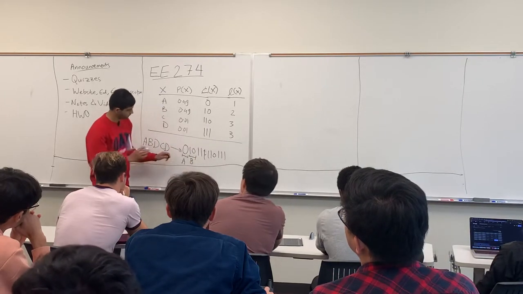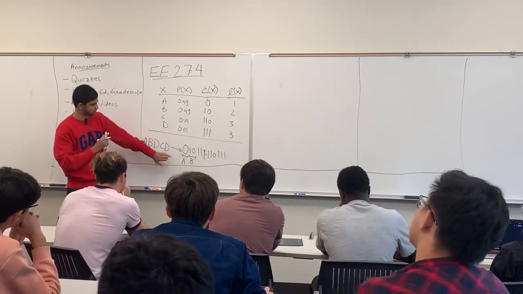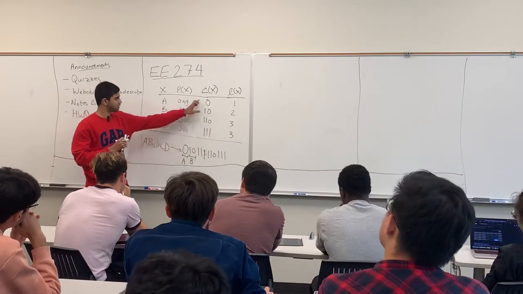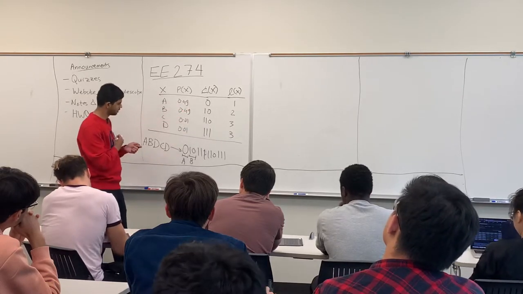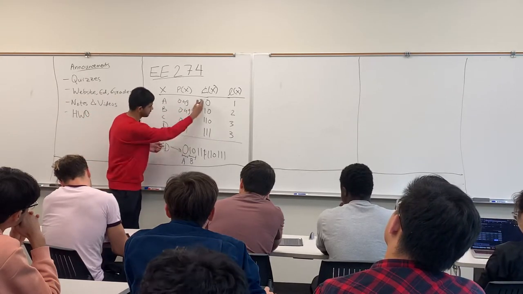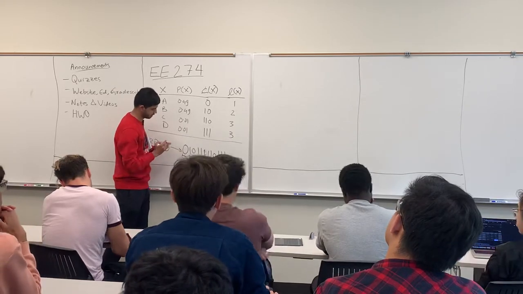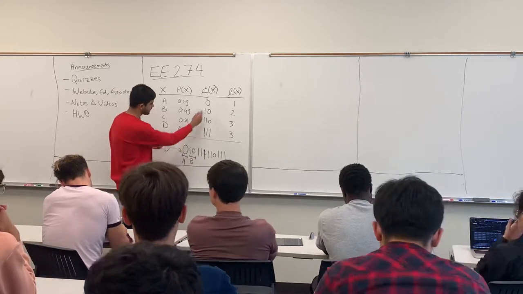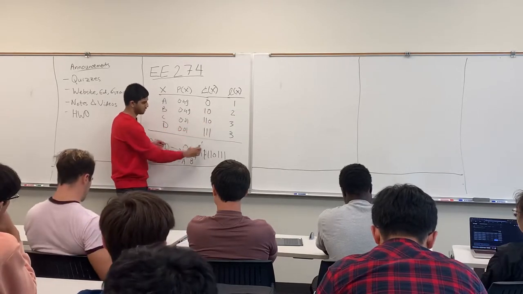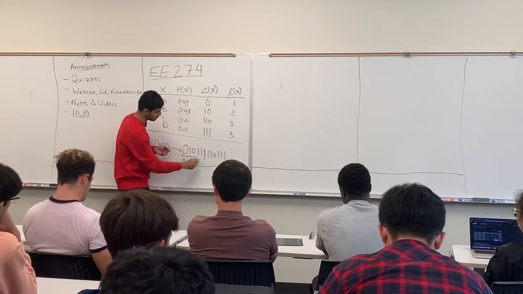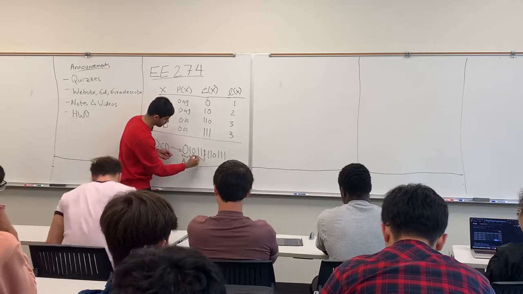So what we are doing here is we start with 0. We see that only one code word starts with 0, so we are happy. We say it must be an A. We write A here. And then we see 1, 0. Again, only one code word has 1, 0 in the beginning, so it must be a B. And so on.